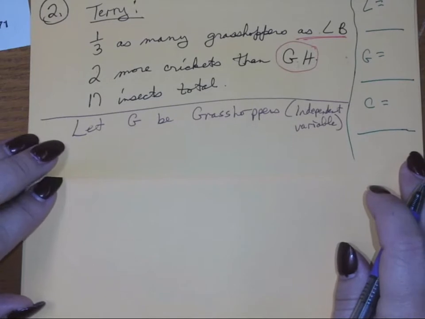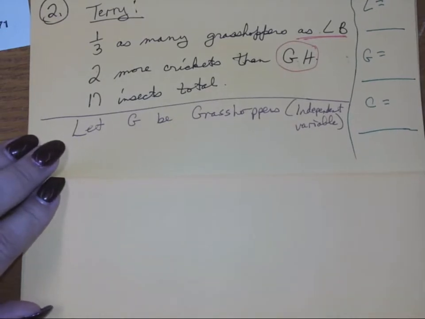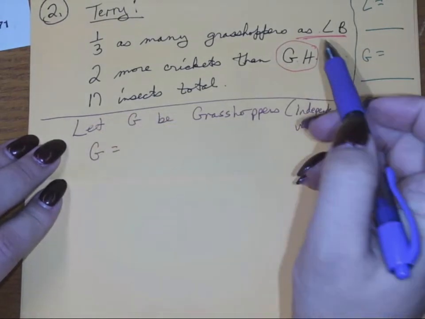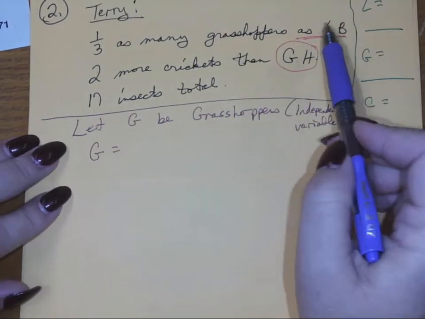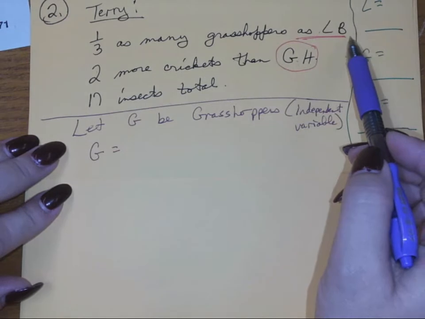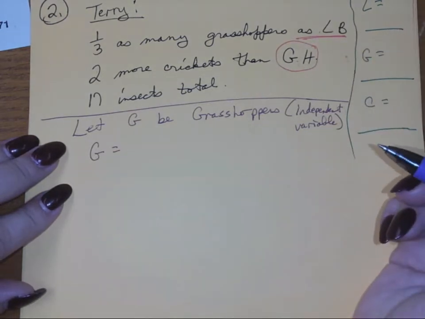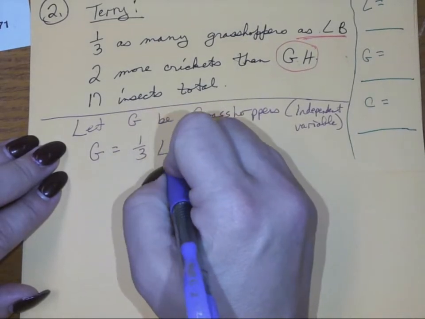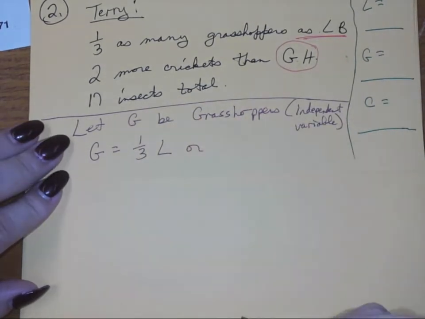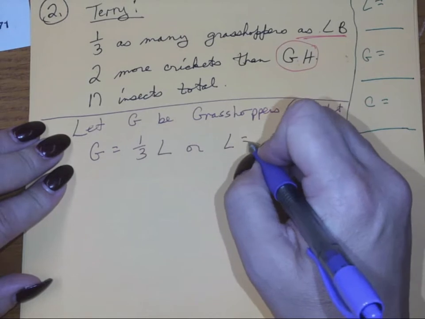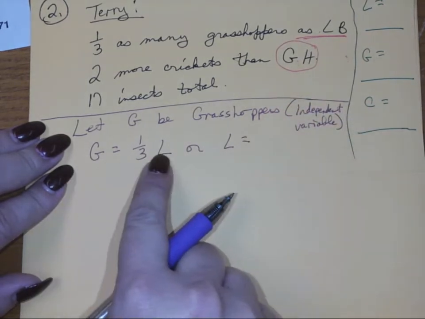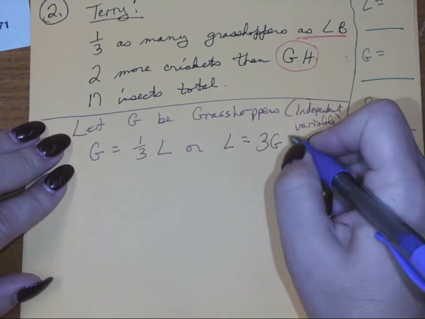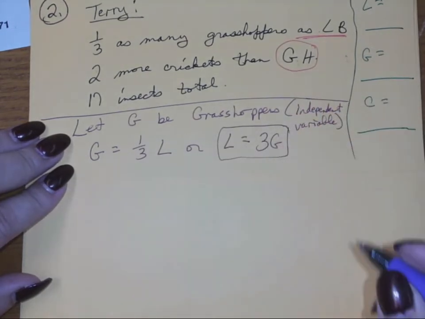Okay. There's 1/3 as many grasshoppers as ladybugs. So G equals, compare that to the ladybugs, 1/3 as many as ladybugs. G equals what? 1/3 of L, right? Or I can flip that around and say L must be, if G is 1/3 of L, then L must be 3 times as much as G, 3G. So I've got a nice little equation there.